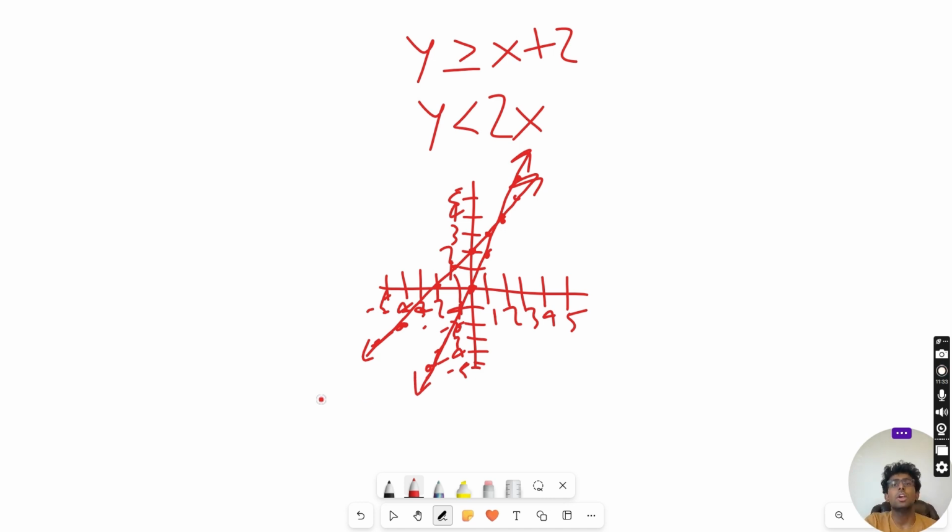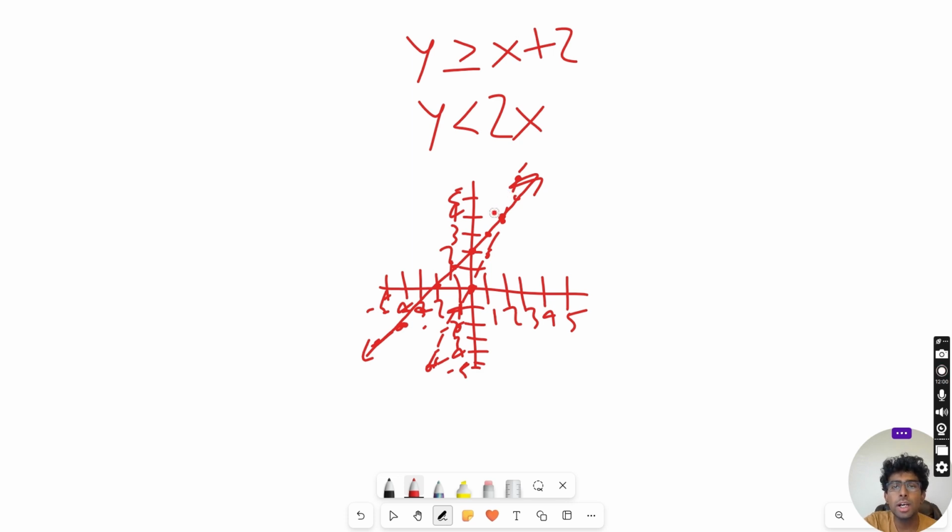Okay, awesome. So this is actually going to be a dotted line. I should have thought about that before I put the line. It's going to be a dotted line, remember, because our inequality is less than. It's not a less than or equal to, so that means we're going to have a dashed line.